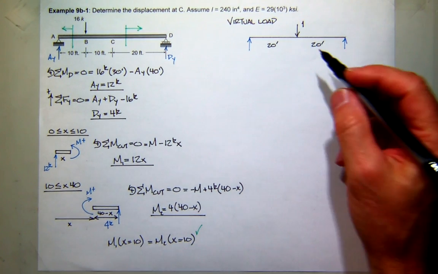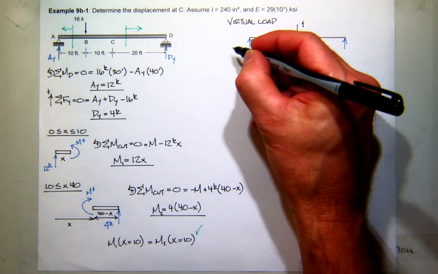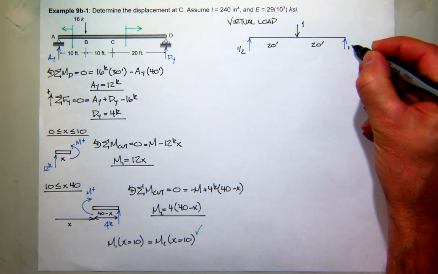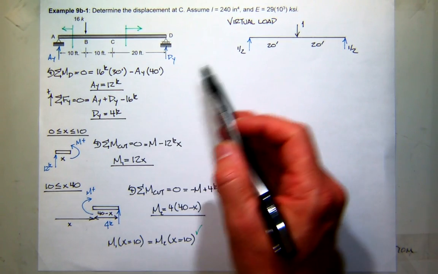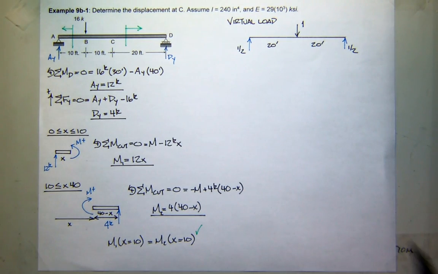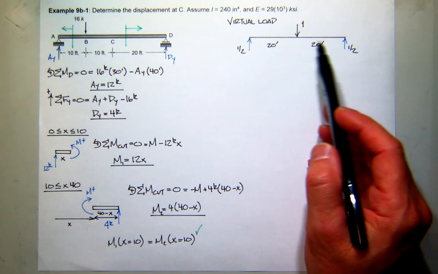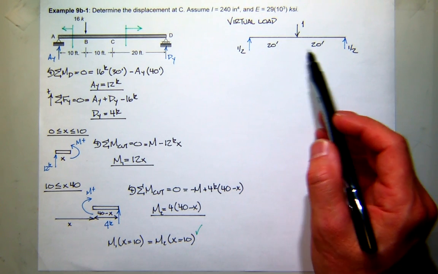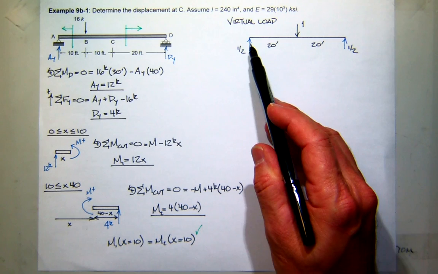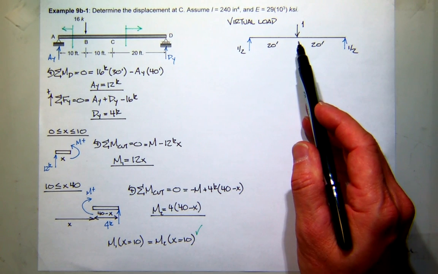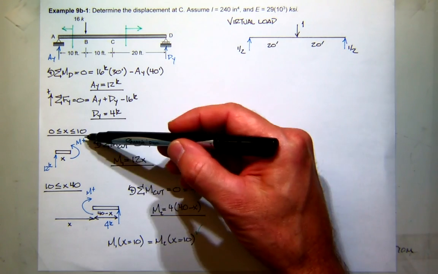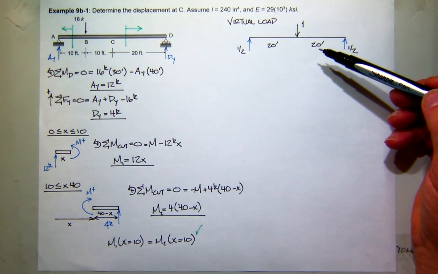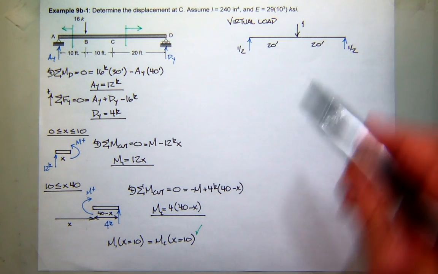I'm going to shortcut it a bit and not do the reactions. I think you can probably see that the reactions are just going to be 1/2 and 1/2. If you don't see that, you can quickly do the analysis like we did over here and determine those values. Now you can see I have different ranges for my equations here, right? So for the virtual moment, I'm going to have one equation that's valid from 0 to 20, and a second from 20 to 40. So after I get those equations, I'm going to have to take my real moments and my virtual moments and match them up. But for now, let's just find the virtual moment.